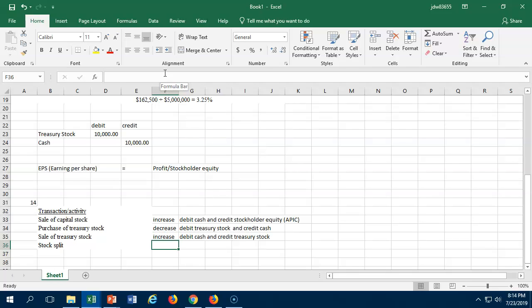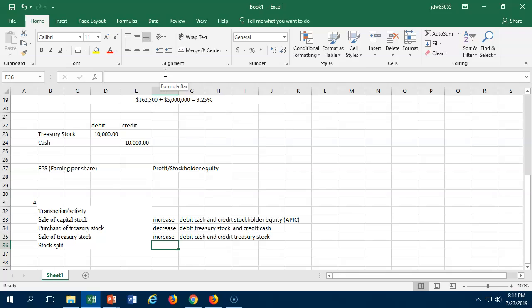A stock split increases the number of shares of the stock, lowers the market price of the stock, but does not affect the total amount of paid-in capital. Does that statement make sense? I'll be more than happy to talk more about that if someone's not grasping. What is a stock split?